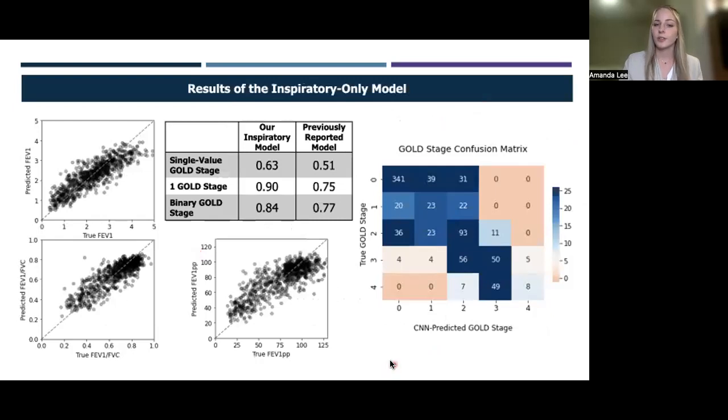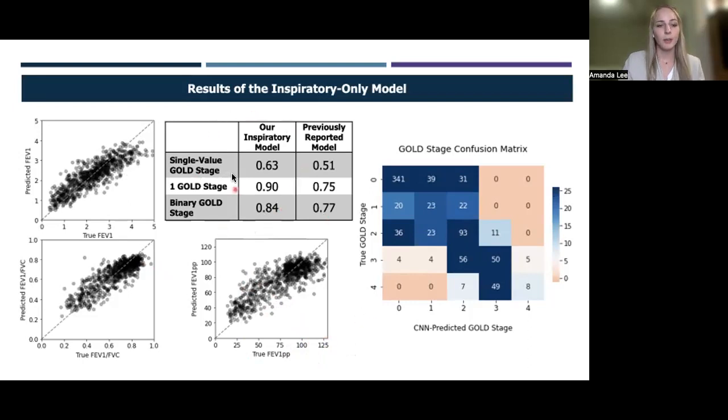So how did our inspiratory only model do? Here we can see how each of the spirometry measures were predicted. We did a pretty good job. Here we can see the healthy control group is this group right here. And we do see a little bit of additional variability in the FEV1 % predicted plot. However, this was expected because our only input to the algorithm was the image. And this value is based on, remember, that patient's demographic information, which was not input into the algorithm.